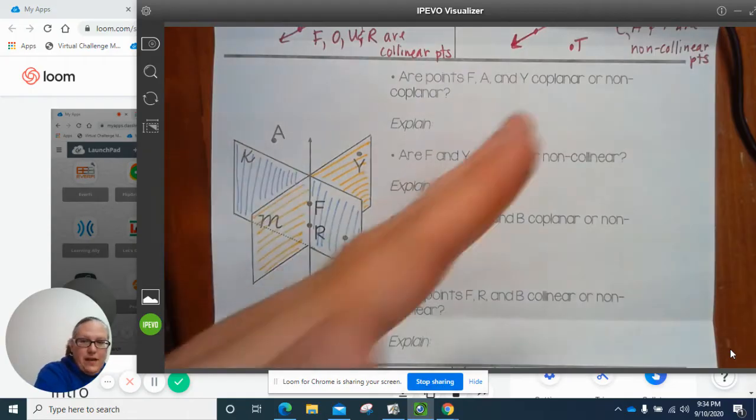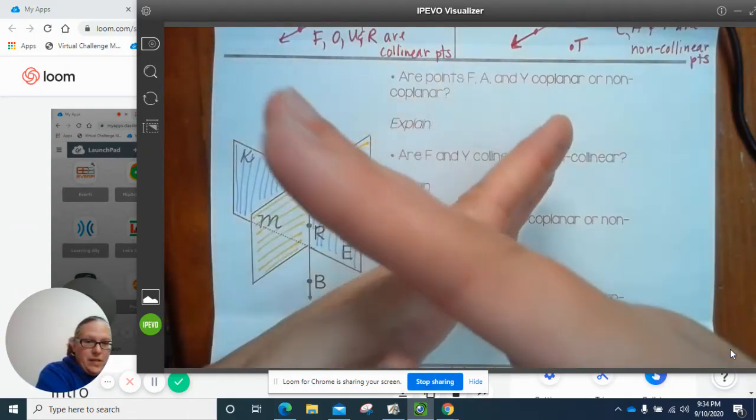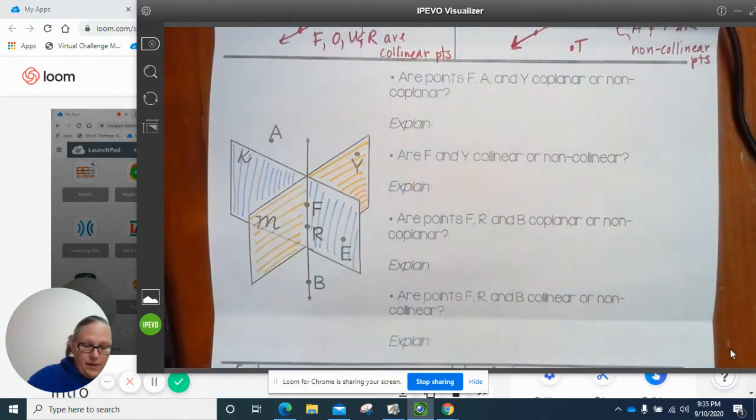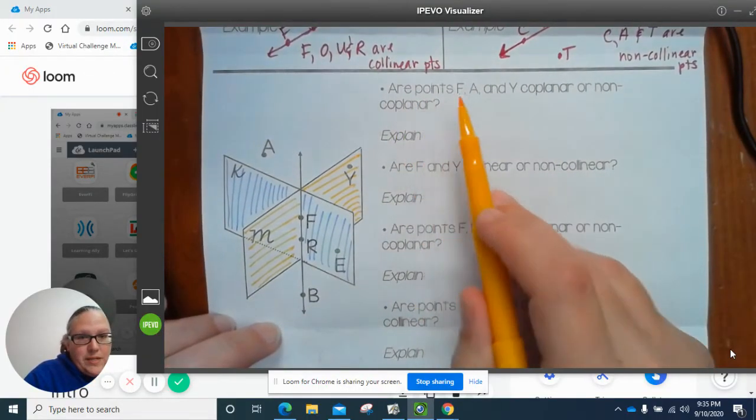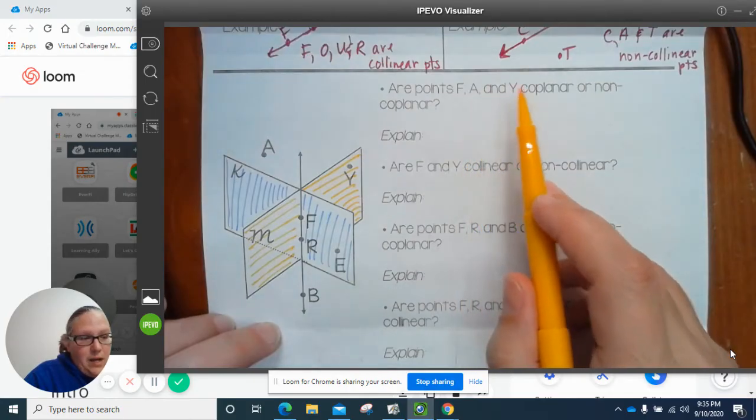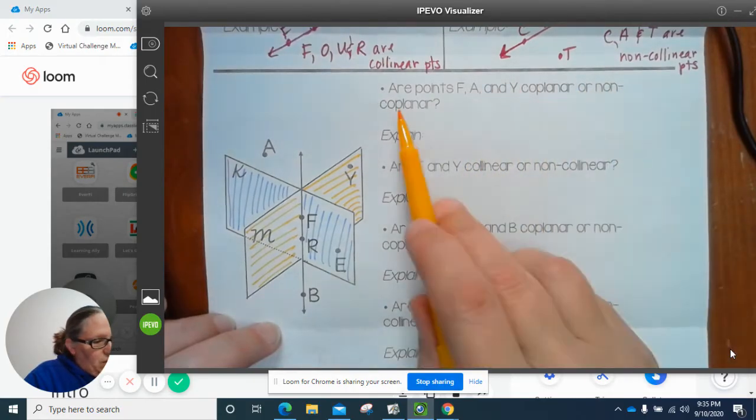Okay, so I have a plane going like this, and then I have another one that's cutting through it like that. All right, and then this line that kind of heads down the middle. Okay, so question number 1. Are points F, A, and Y coplanar or non-coplanar?